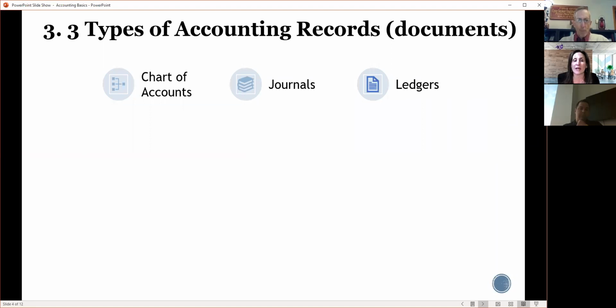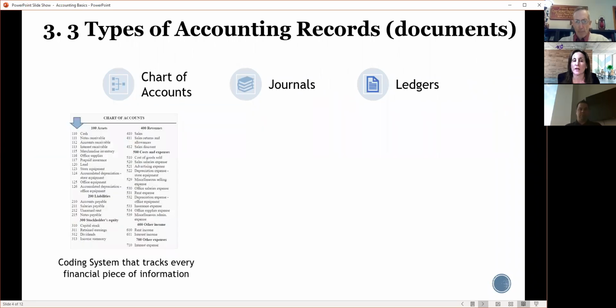The third fundamental is that every accounting system has essentially 3 types of accounting records. And accounting records is just a fancy term for documents. So 3 accounting documents that are a part of every accounting system. The first one is called the chart of accounts. Essentially the chart of accounts is a coding system that tracks every piece of financial information; every transaction that happens in the organization gets a code.